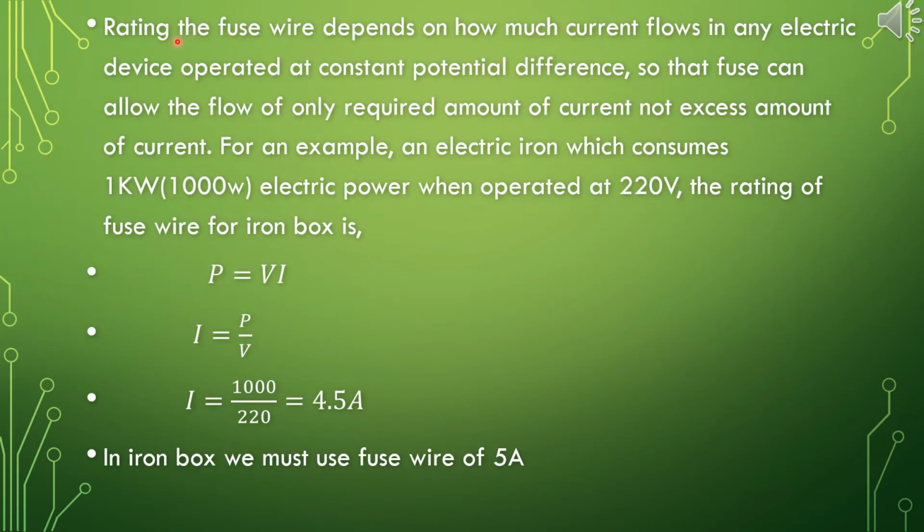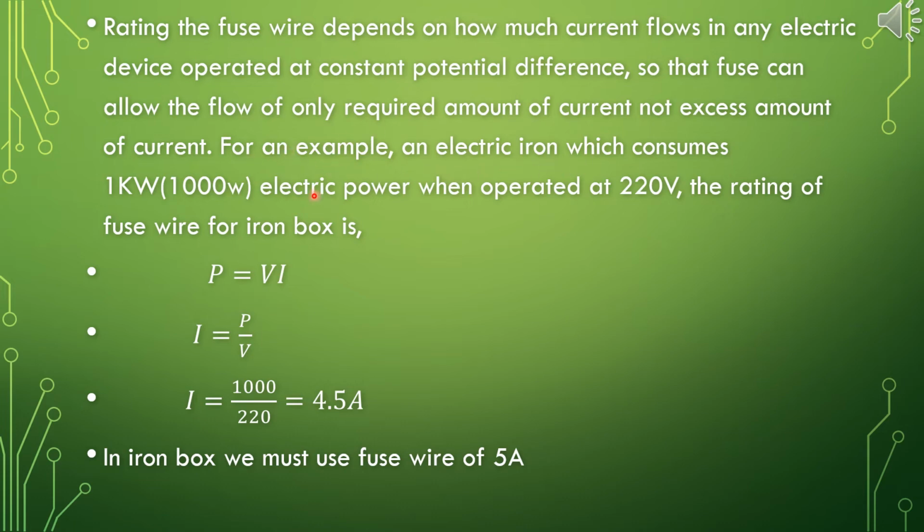Now let us understand how the rating of fuse wire can be calculated. The rating of the fuse wire depends on how much current flows in any electric device operated at constant potential difference. So, the fuse allows the flow of only the required amount of current, not an excess amount of current. One example is given below, you can check it out.